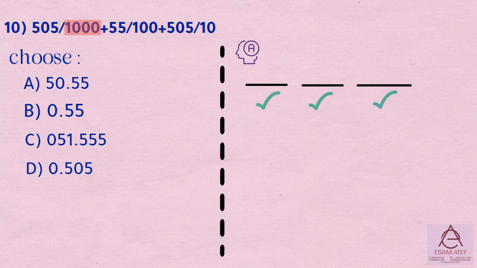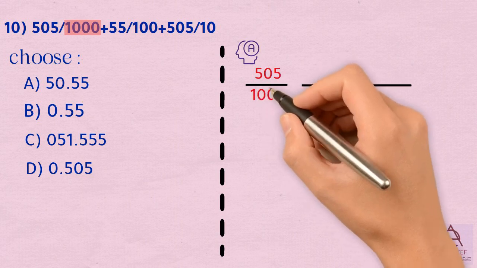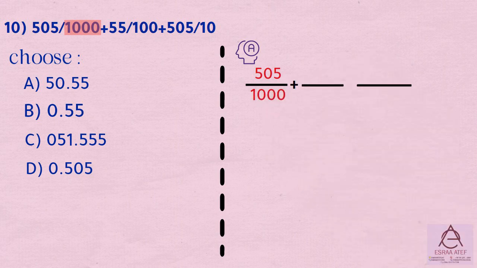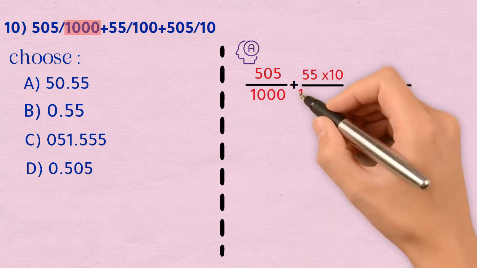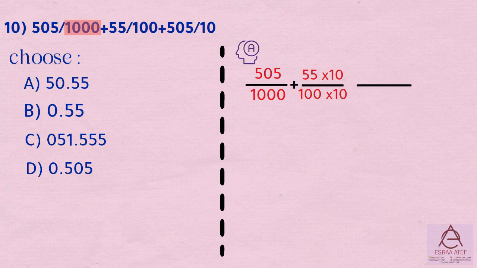The first one will be the same, 505 over 1000. The second one, we will multiply by 10 up and down to make it 1000 down, so it will be 550 over 1000. The third one we will multiply by 100 to make it 1000, so I will add 2 zeros up and 2 zeros down. So the first one stays the same, the second we multiplied by 10, and the third we multiplied by 100 up and down.